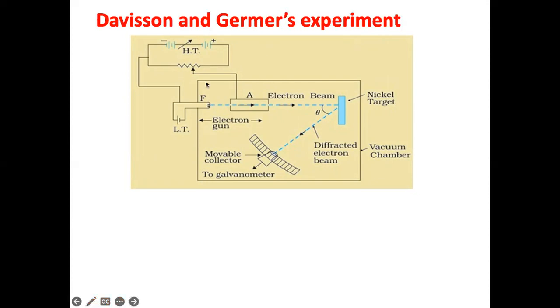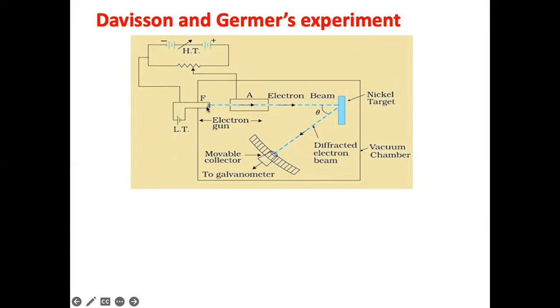First part is a filament. This filament is connected to a low tension battery. When we switch on this low tension battery, the filament releases electrons. It is known as an electron gun. Next, this filament is connected with the second part, that is a high tension battery. This high tension battery is connected with a collimator, indicated by capital A.